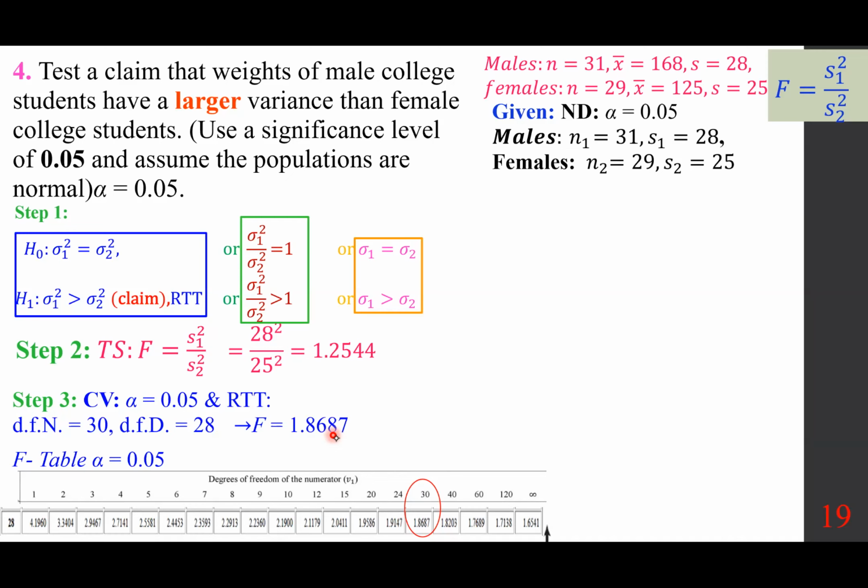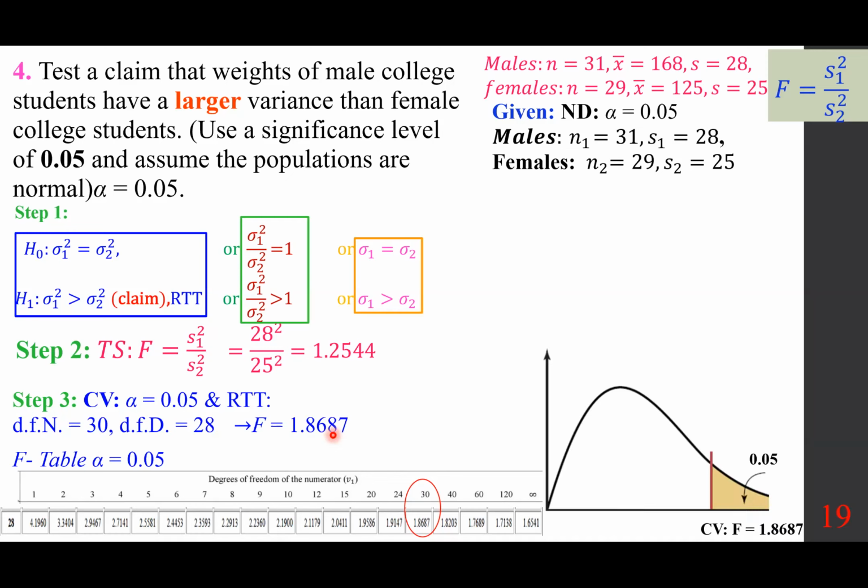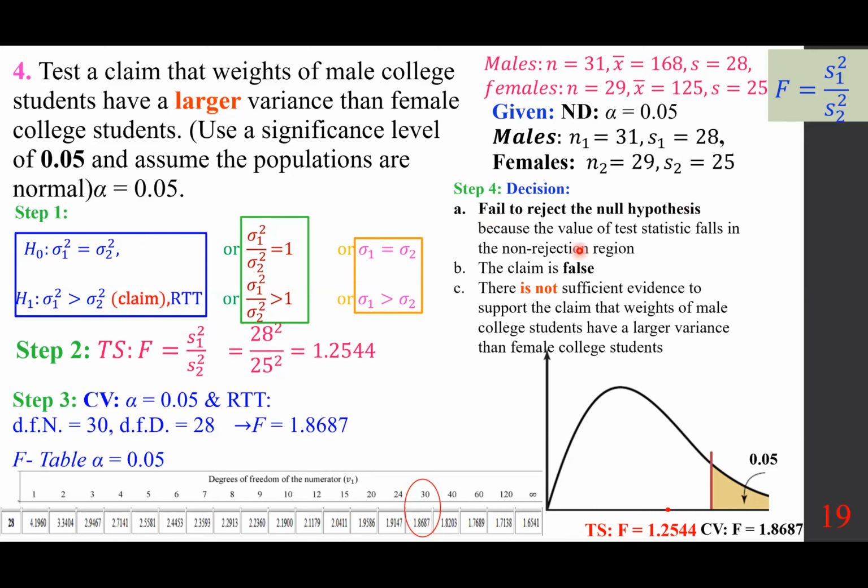To make a decision, we go with the graph. In this case, alpha is 0.05, F is 1.8687. That is the critical value. We throw in the test statistic to see where it lands. As you can see, it lands here. By the way, the F distribution is all positive, so it's way into the non-rejection region. Therefore, fail to reject the null hypothesis. So you're not rejecting H0. What are you rejecting? H1. So the claim is false, and you write fail to reject the null hypothesis because the value of the test statistic falls in the non-rejection region.